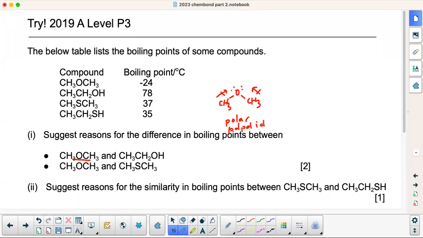Okay, how about this molecule, Dylan? This one has what kind of intermolecular? Yeah, very good. There's an H attached to O, right? So this one has hydrogen bond. So I guess you should know the answer. Suggest a reason. Look at the boiling points for these two, -24 and 78. So this one is much higher, right? So it has hydrogen bond. So just write accordingly.